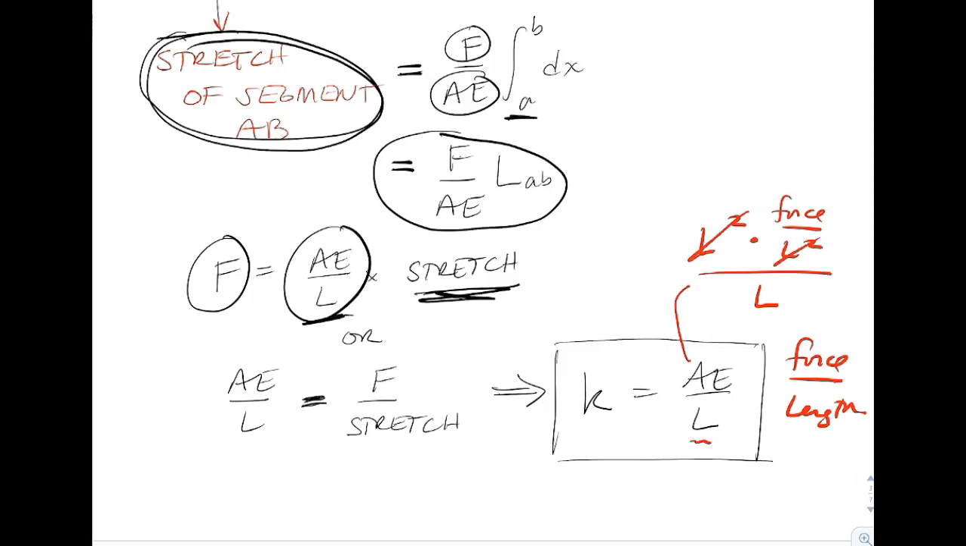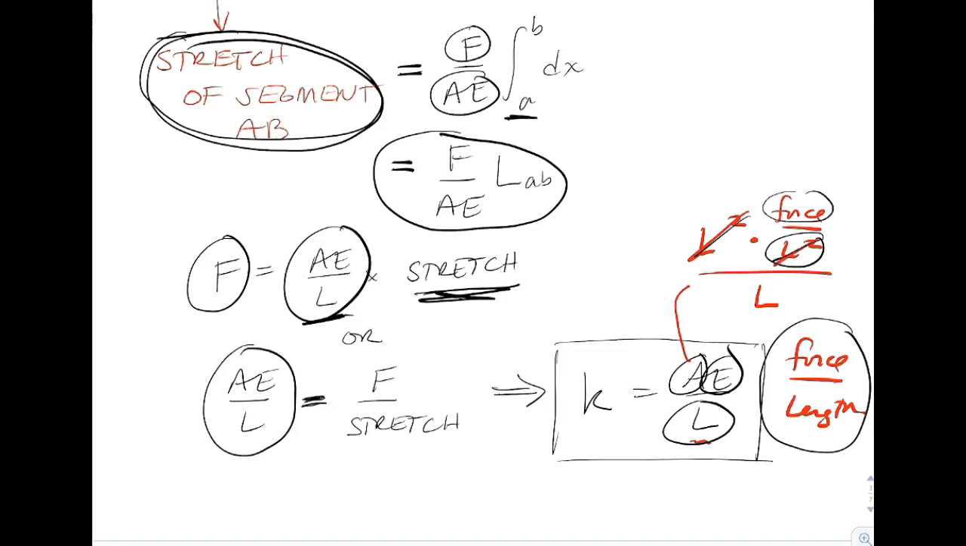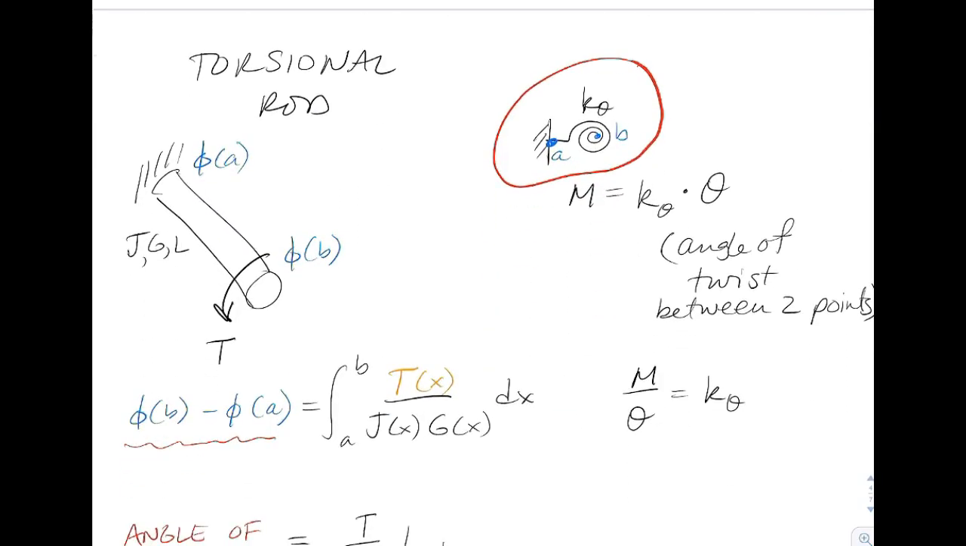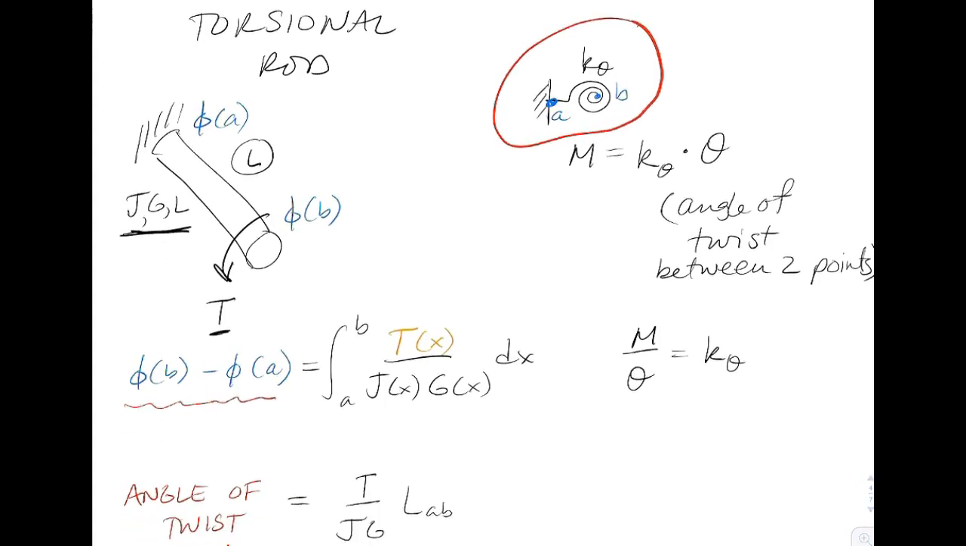So just checking the units on that. Units of area are length squared. Units of E would be force over length squared, and the whole thing is divided by a length. Length squared cancels, so we end up with units of stiffness. So this AE over L would work to model an axial rod. Take a look at a torsional rod. We've got a rod fixed at one end and applied torque T at the other. And so JG over some length L, we'll say that J and G are constant.